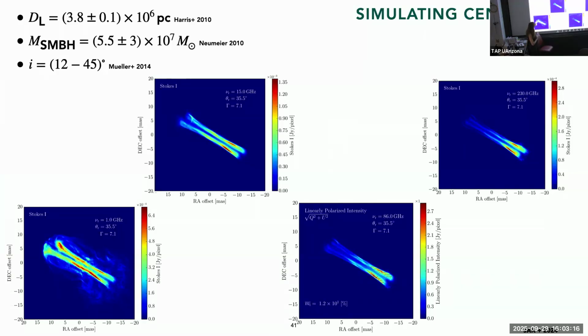So we tested, oh yeah, we went from lower frequencies to higher frequencies. So we have 1 gigahertz here, 15 gigahertz, 86 gigahertz, and 230 gigahertz. And we wanted to test the core shift and to validate that with the particle module, which is used here, we can see emission further down the jet stream and exclude cooled off particles in higher frequencies.